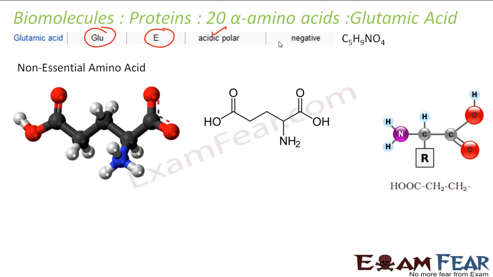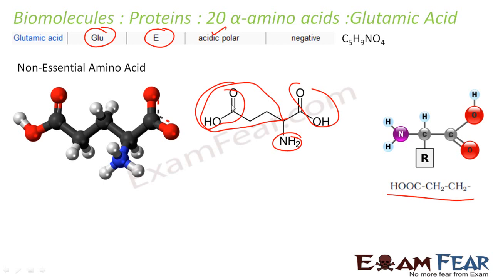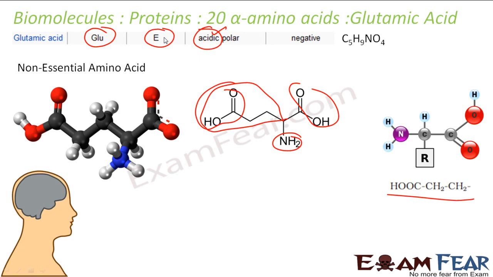This is the structure, and this is the actual structure. If you compare this with my R, this is my R here, and this R is nothing but CH2CH2COOH. Now if you compare, it has 2 COOH groups and 1 NH2 group. So 2 acidic groups, 1 basic group. So overall it is acidic. It is very, very important for learning and memory.